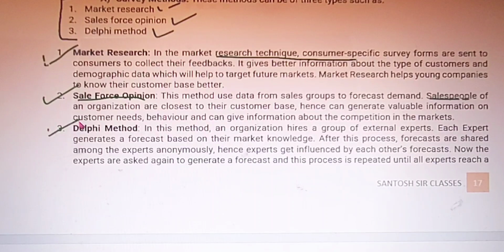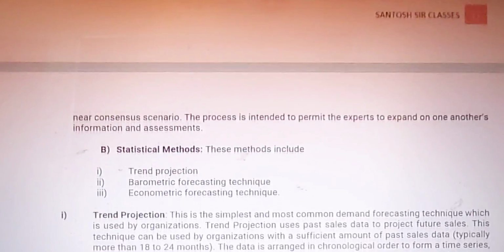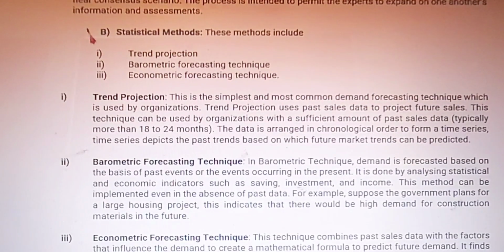The third one is the Delphi method. In this method, an organization hires a group of external experts. They are outsiders, but they are well experienced, and they help the company to forecast the demand. Okay. The next method is statistical method. Again, this method is divided into three parts. The first one is trend projection, second one is barometric forecasting technique, and third one is econometric forecasting technique.